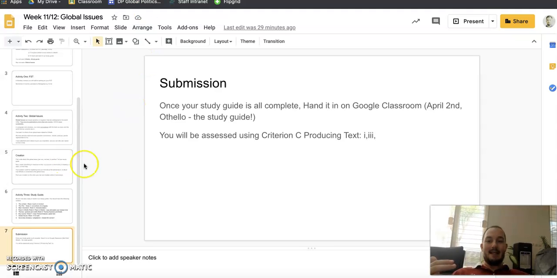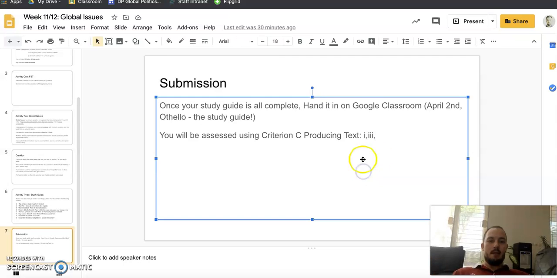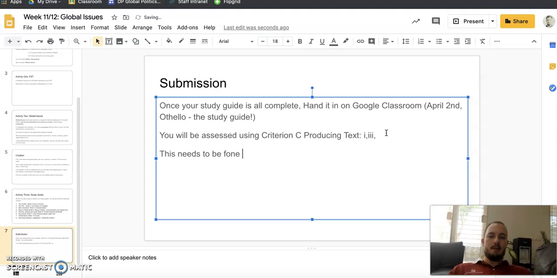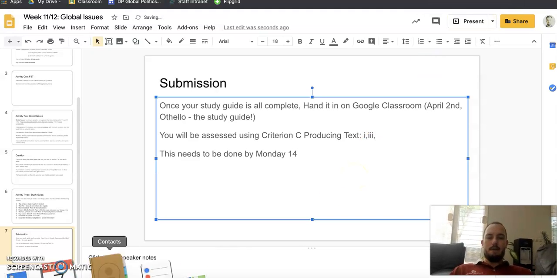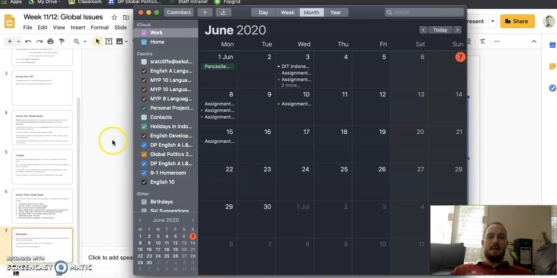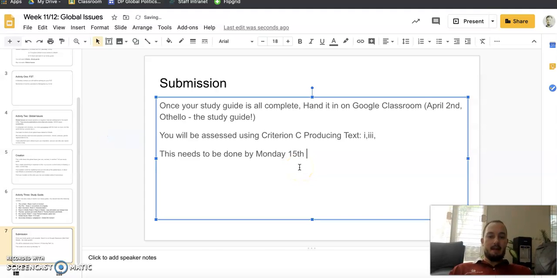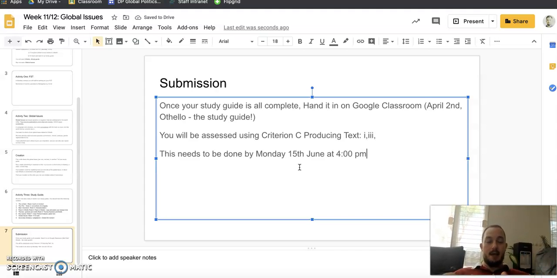And this needs to be done by, let me just write this on there. By Monday, the 14th, does that sound right? No, the 15th, sorry. By Monday, the 15th of June at 4 p.m. Because if it's not done by then, I won't be able to grade it and put it on your report cards in time.